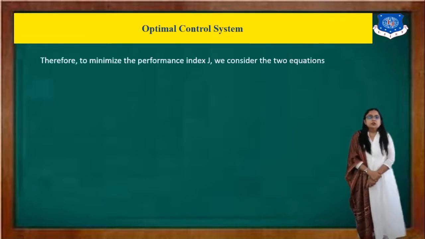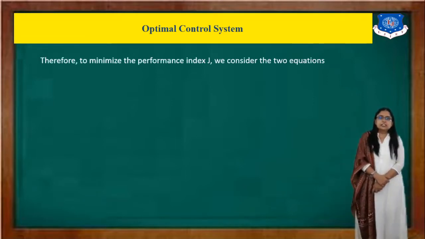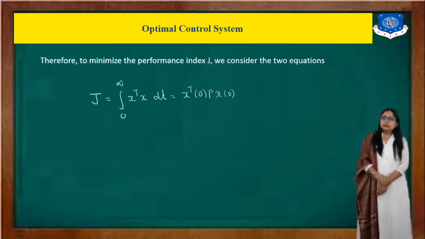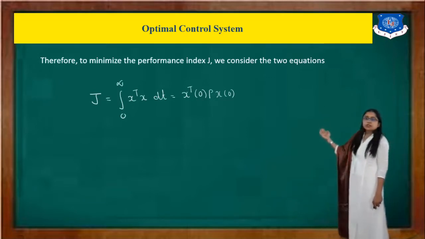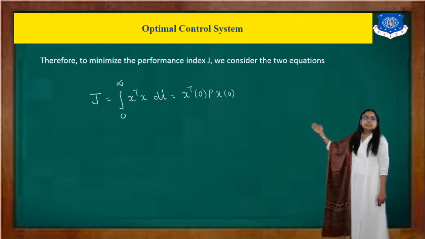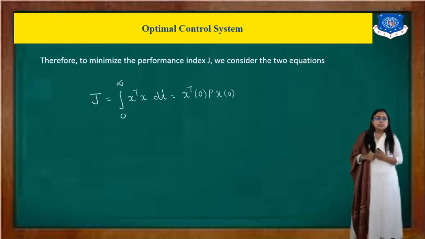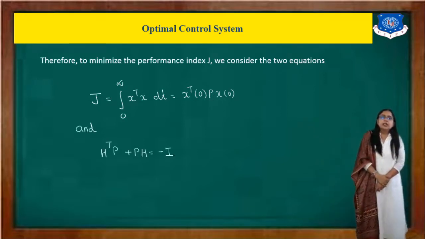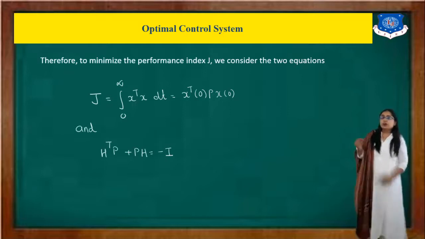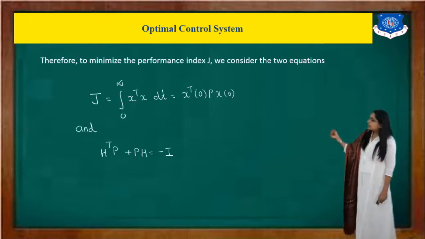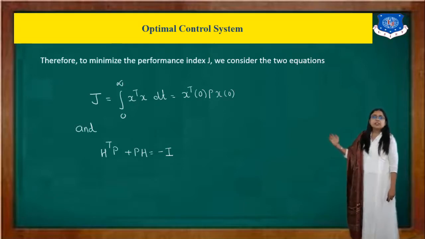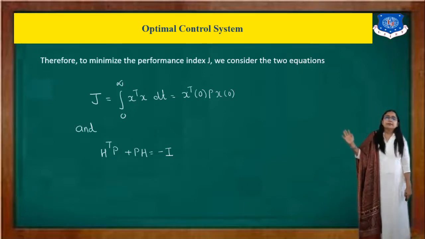Then, therefore, to minimize the performance index J, we have to consider two equations. One is J equals the integral from 0 to infinity of x transpose x dt, which equals x transpose(0) P x(0). And the second condition is that you have to choose a value of P such that H transpose P plus PH equals minus I.